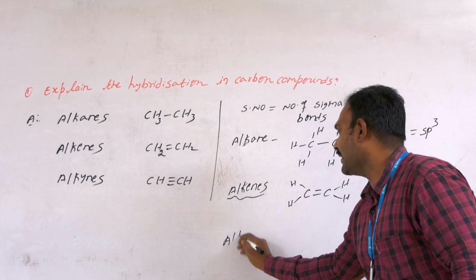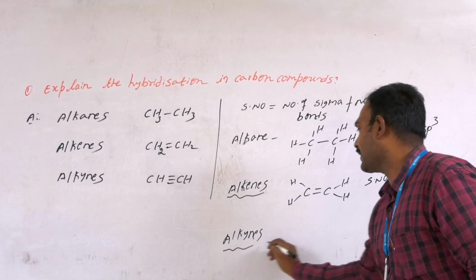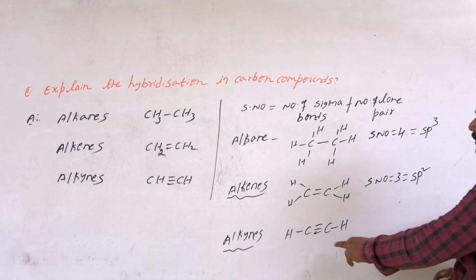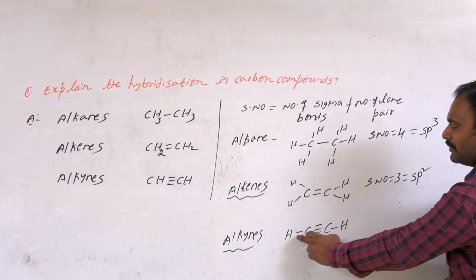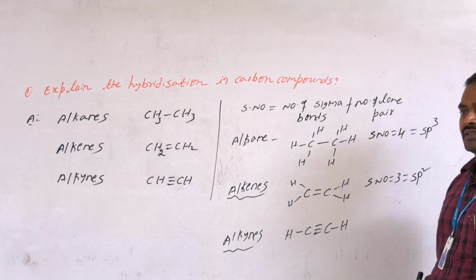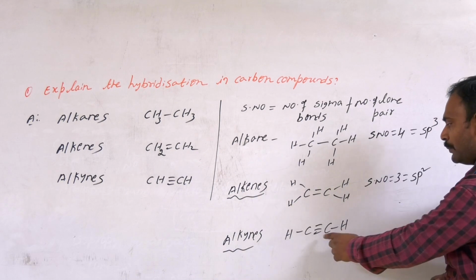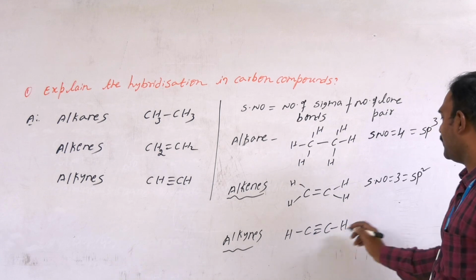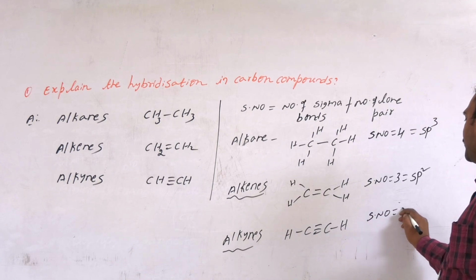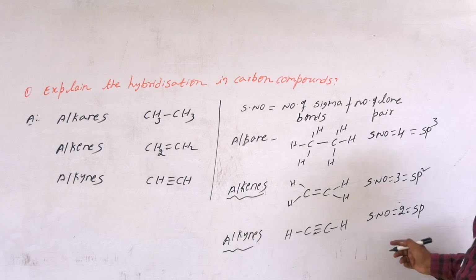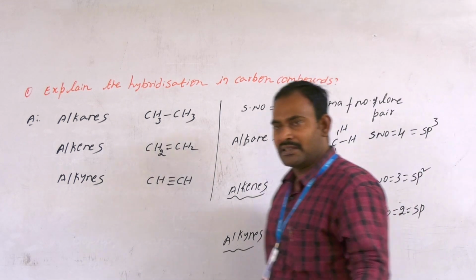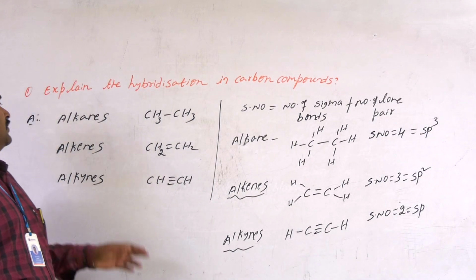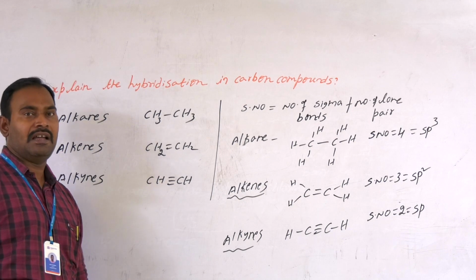Coming to the alkynes, here I have taken the example ethyne. Now what is the steric number here? How many sigma bonds are there? 2 sigma bonds. Triple bond indicates one sigma bond and 2 pi bonds. So steric number is equal to 2. Then hybridization here is sp. So overall, in case of the alkanes, hybridization of the carbon is sp3. In the alkenes, sp2. In case of the alkynes, sp hybridization.